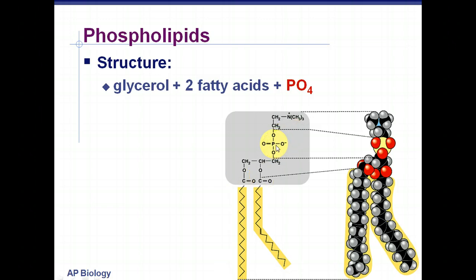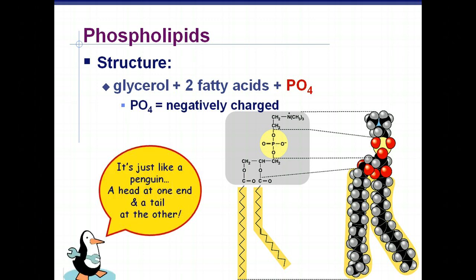You'll recognize phosphate because there's a phosphorus atom in it. That phosphorus is negatively charged, and so that negative charge ends up having some cool little things to it. And so like our little guy here is telling us, it's like a penguin, it has a head. So we usually call this the phosphate head and the fatty acid tails.